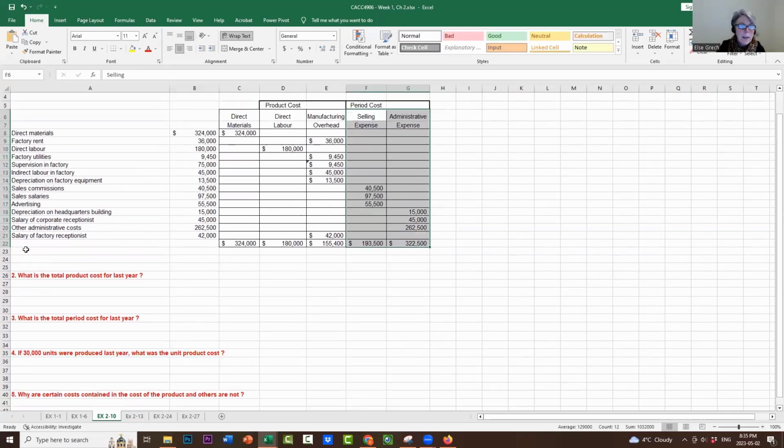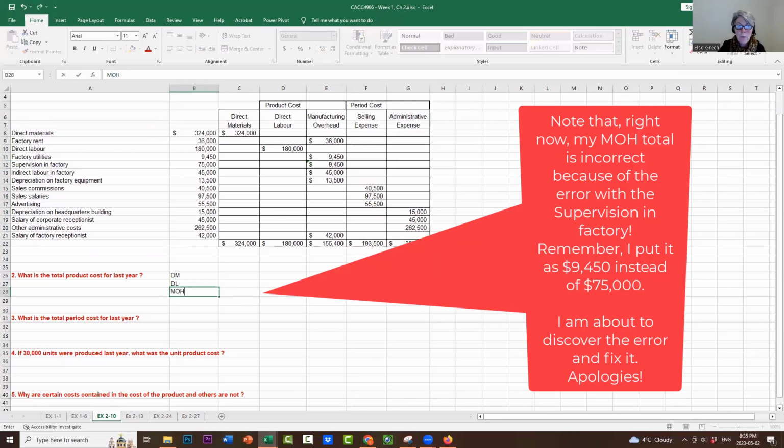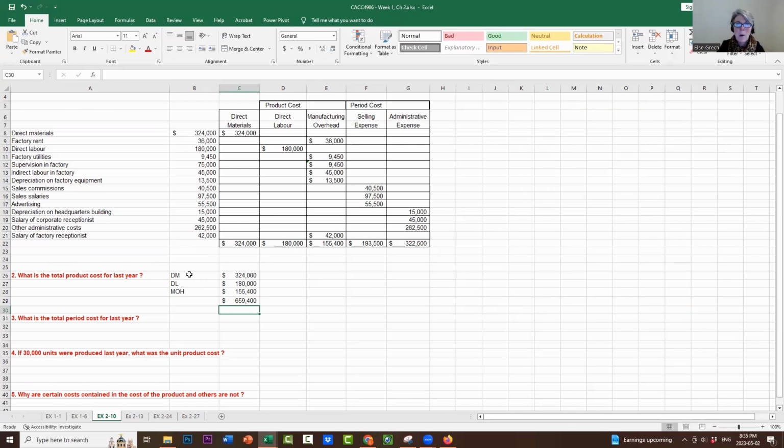Okay? So now, what is the total product cost for last year? Well, we already know what the total product costs are, because total product costs are direct materials, direct labor, and manufacturing overhead. So if we take all of those costs and we add them up, let's do the auto sum. This is the total cost of the products, right? So keep in mind when we're thinking about a manufacturing environment, and we do a lot of manufacturing environments, we need to remember that it's DM, DL, and MOH. Those are the costs that go into making a product.